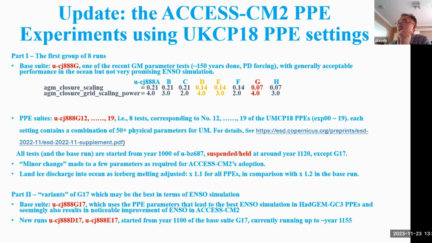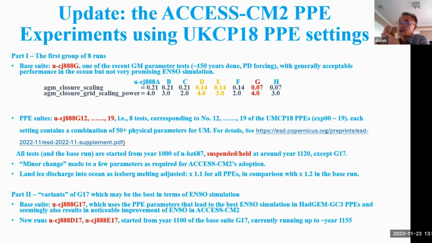We call them CJ888G 12 to 19. The numbers correspond to the PPE numbers from the Met Office. We try to compare those. If you want to check the details, you can find a good description of those PPE experiments here. I put the web link here. And we use one of the previous experiments as the control.